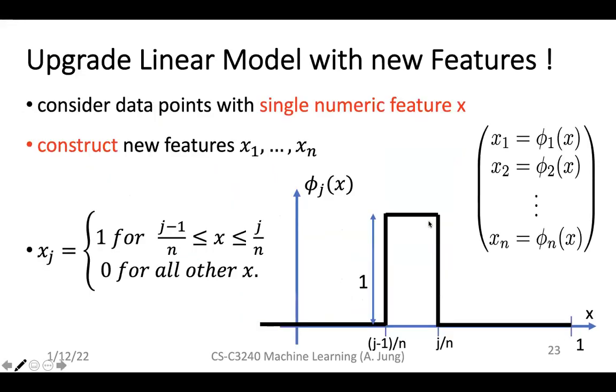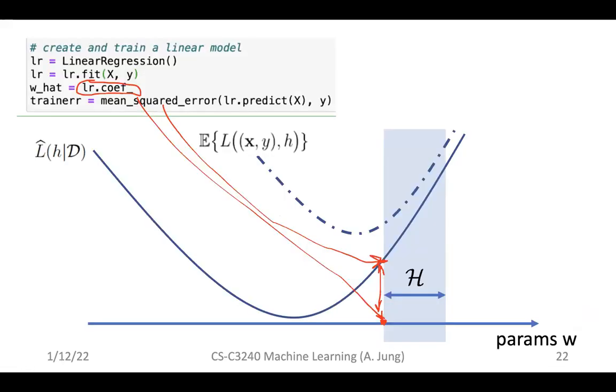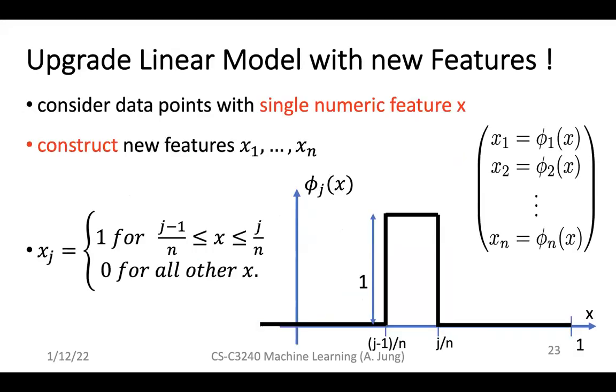But then, of course, you might think, okay, linear regression seems so simple, but don't be mistaken. Linear regression is very powerful because you can upgrade any linear model using new features. So this is also a funny word game. Here, you can upgrade the linear model by constructing new features. And how does that work?